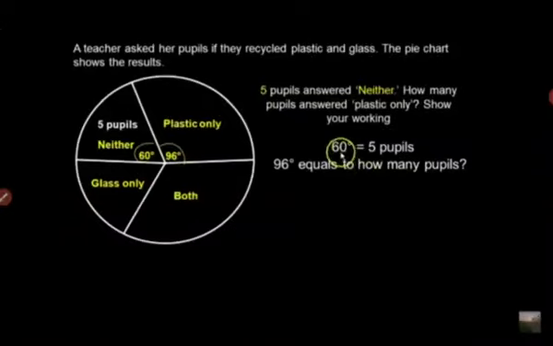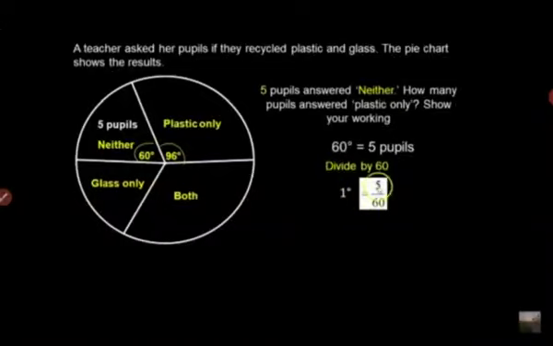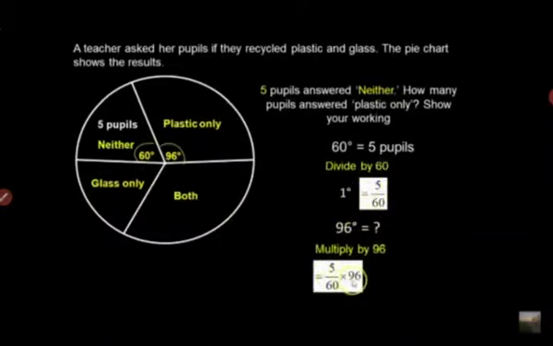In the unitary method, we find 1 degree equal to how many pupils? So we divide both sides by 60 degrees. 60 divided by 60 is 1. So we're finding 1 degree equal to 5 divided by 60. So we know 1 degree represents 5 over 60 pupils. Now we have to find for 96 degrees. What do we do when we know 1 degree? We multiply by 96 this fraction. So 5 over 60 times 96.